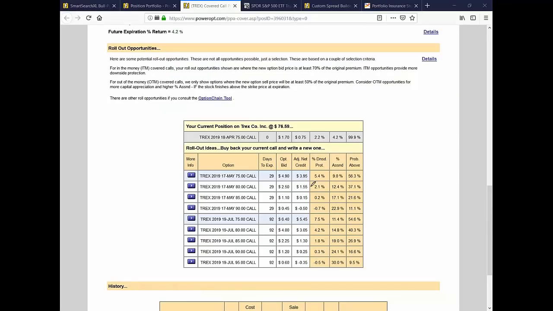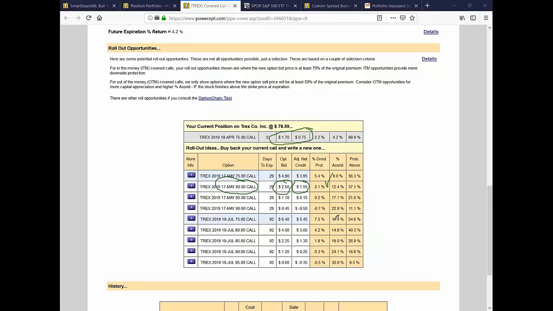What is this showing me? We're doing all the math for you. We originally received the 75 cents. We see our buyback cost of about 170 for our current position. I could roll to the May 80 call for 250 and still keep a net credit of 155. Now, this would be a 2% downside protection.